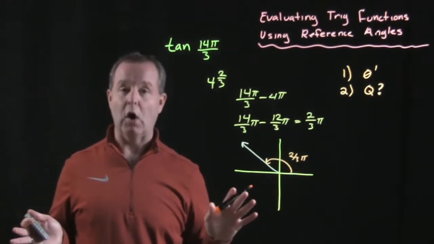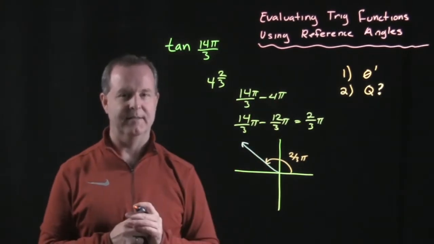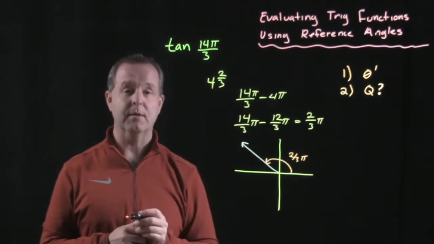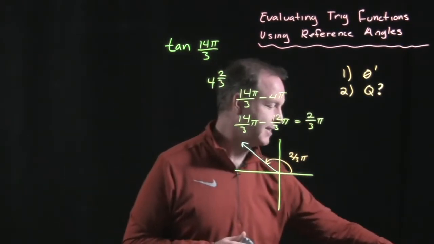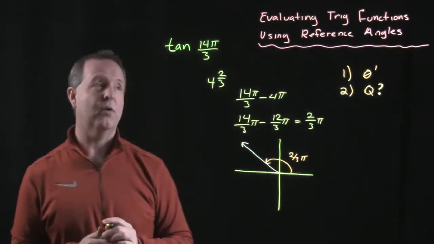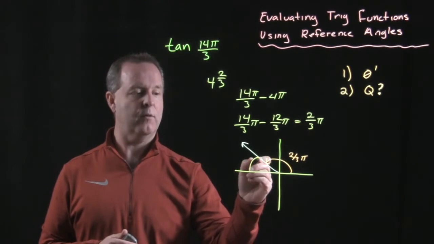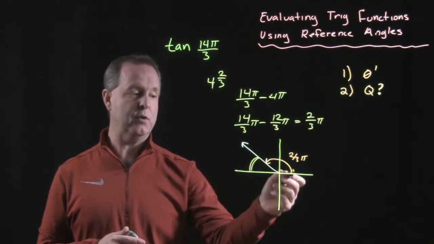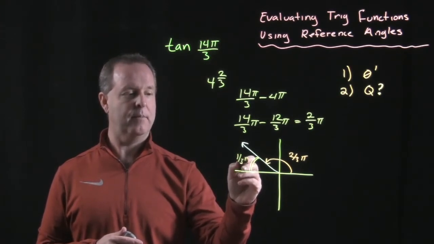Okay, that was all the work we needed to do before we get into our process, which was to find the coterminal angle. Now we can go to our two-step process, which asks us to find its reference angle. So the reference angle is this amount right over here, and if it's 2/3 pi, pi minus that gives me 1/3 pi left over.